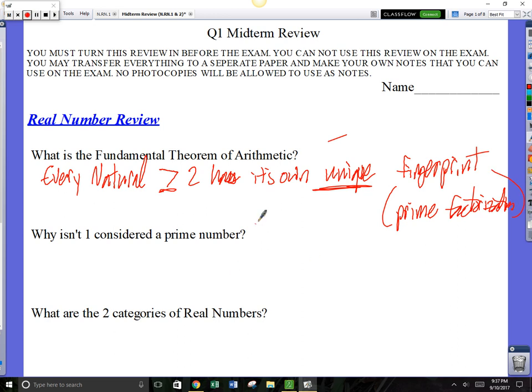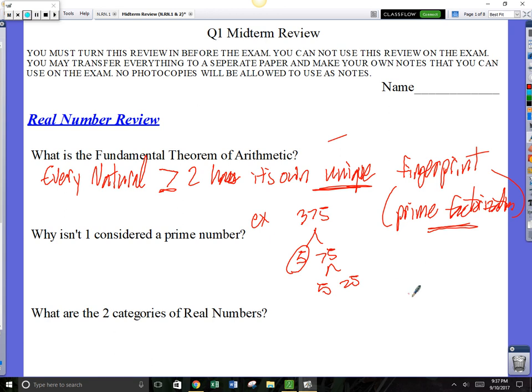So, for example, any natural number greater than or equal to 2. So if we look at 375, so we've done tons of these. 375, we're going to break it down and find its unique fingerprint. We're going to find its prime factors. So 375, you punch it in your calculator. You recognize because it ends in 5, we're going to divide by 5. So if we do 375 divided by 5, we get 75. Okay, now 5 is a prime number, so let's keep going on 75.